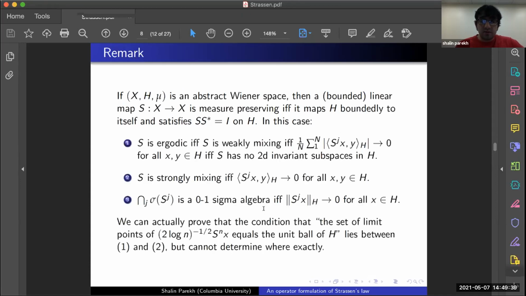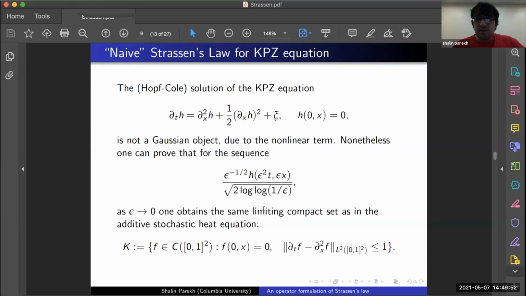I don't have time for the remark, but what I stated can be put into the context of various other results dating back to the 80s and 90s. What I want to talk about, though, is the KPZ equation. The KPZ equation is like the additive noise stochastic heat equation, but there's this nonlinear term that makes the equation ill-posed, okay? And that is a really problematic term. So this thing does not have a solution in any classical sense. You have to solve it by exponentiating h, which then solves a linear equation, and that is called the Hopf-Cole transform.